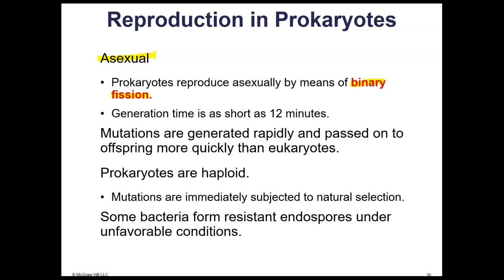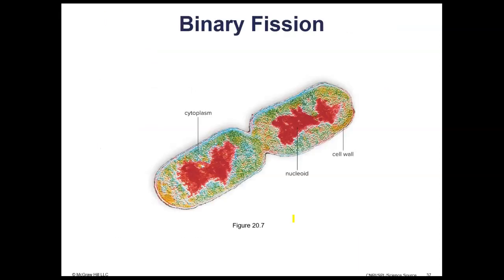Sometimes it takes longer. Because they don't reproduce sexually, one of the ways that they get genetic variation is through mutating. They do have a faster mutation rate than eukaryotic cells. Prokaryotic cells are haploid. That means they only have a single chromosome number. They don't have a double copy of the chromosomes. And some bacteria form endospores that enable them to be resistant when conditions are not favorable for growth. So that enables them to go dormant until conditions are better.